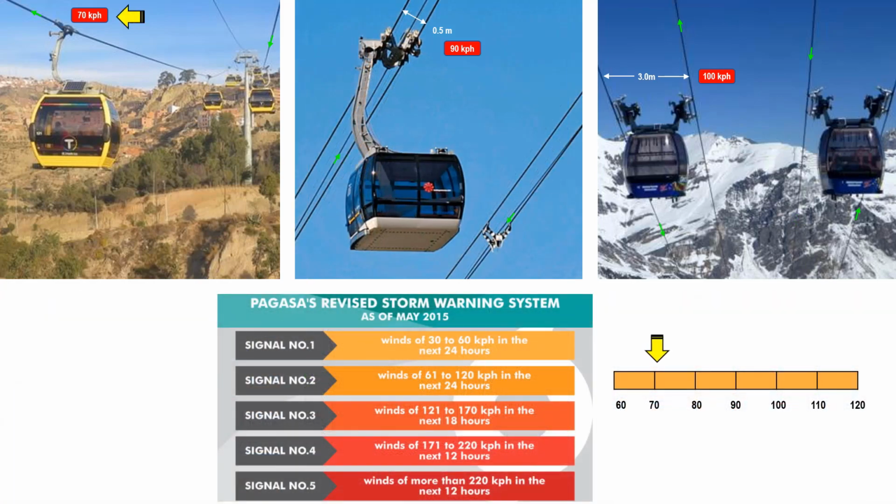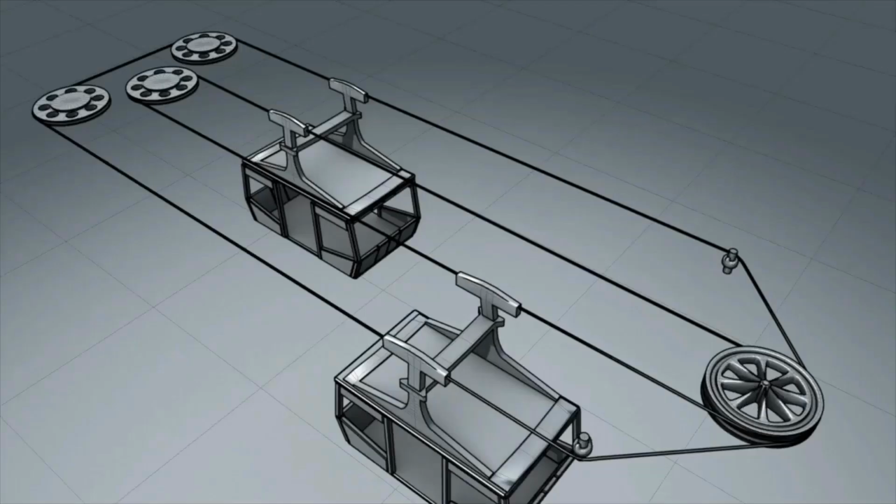70 kph, which a monocable ART can still operate, is already on the lower end of typhoon signal number 2 in the Philippines, while 100 kph, which a funitel can still operate, is already on the higher end of typhoon signal number 2. This is the arrangement of the continuous cable and bull wheels of a funitel and how its cabins move.